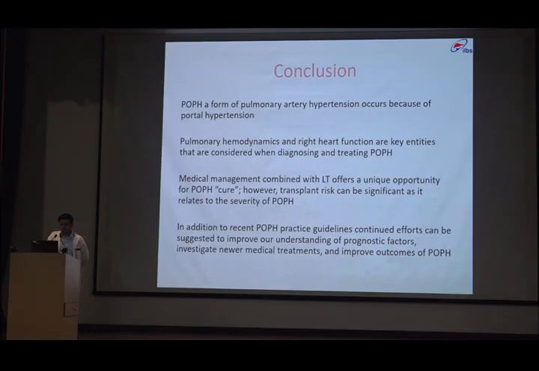Conclusion: portopulmonary hypertension, a form of pulmonary arterial hypertension, occurs because of portal hypertension. Pulmonary hemodynamics and right heart function are key entities that are considered when diagnosing and treating POPH. Medical management combined with LT offers a unique opportunity for POPH cure. However, transplant risk can be significant as it relates to severity of POPH. In addition to recent POPH practice guidelines, continued efforts can be suggested to improve our understanding of prognostic factors, investigate newer medical treatments and improve outcomes of POPH.